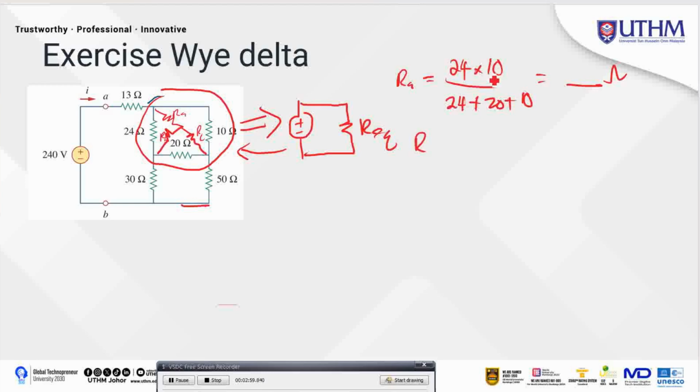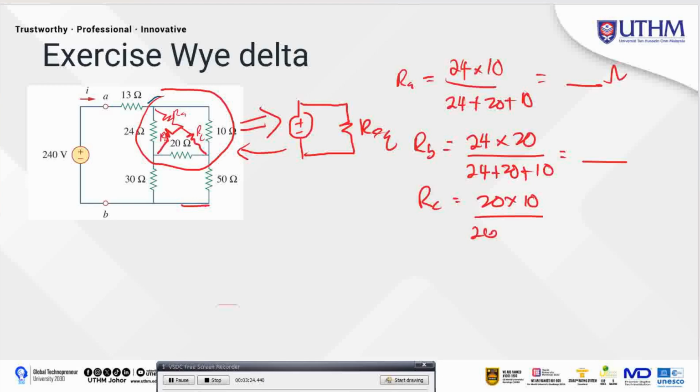Same with RB. For RB here, 24 times 20 divided by 24 plus 20 plus 10. And for RC, it is 20 times 10 divided by 24 plus 20 plus 10. Use the calculator and you will get the value. 24 times 10 is equal to 240, divided by 54, since 24 plus 20 plus 10 is 54.